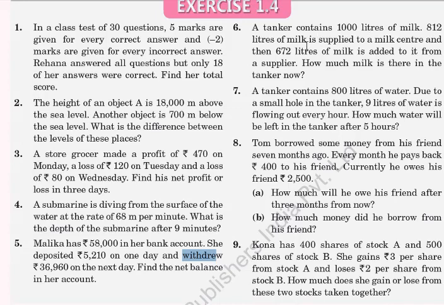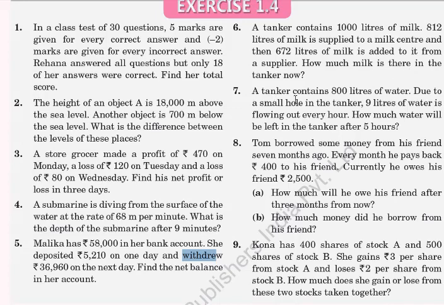Question number 6. The tanker contains 1000 liters of milk. So 812 liters of milk is supplied to the milk center. Since it's being supplied, out of 1000 there will be a reduction. So minus 812 is there. And then 672 liters of milk is added to it from the supplier. There is another supplier in between. So it will be a plus sign. So we have the 2 plus signs, one is 1000, another is 672, that will be added, which comes out to be 1672. And then we have to subtract 812.